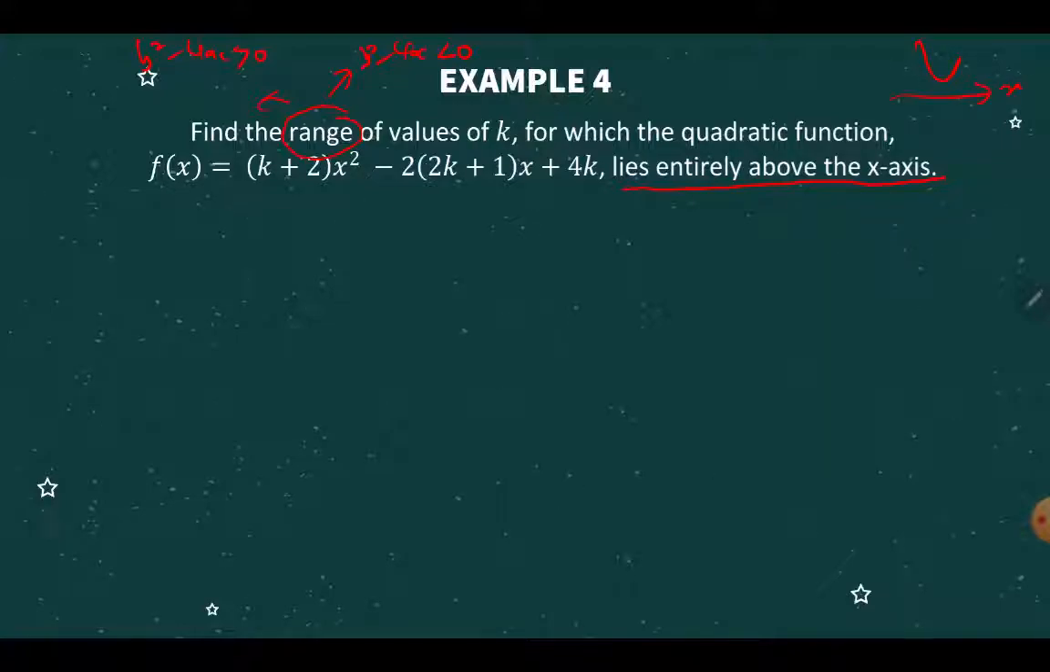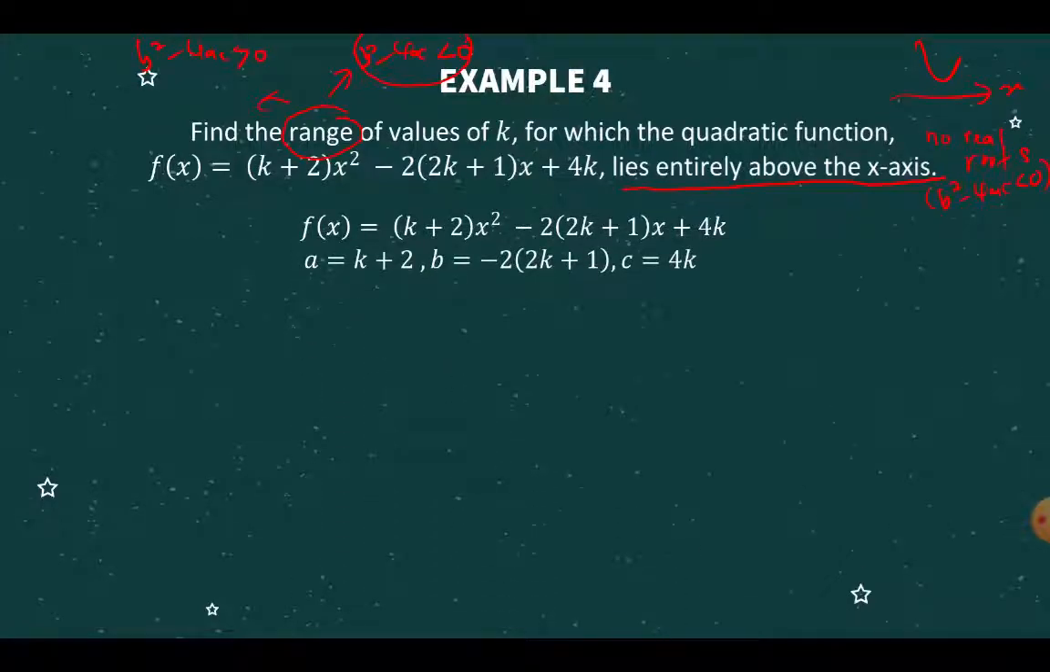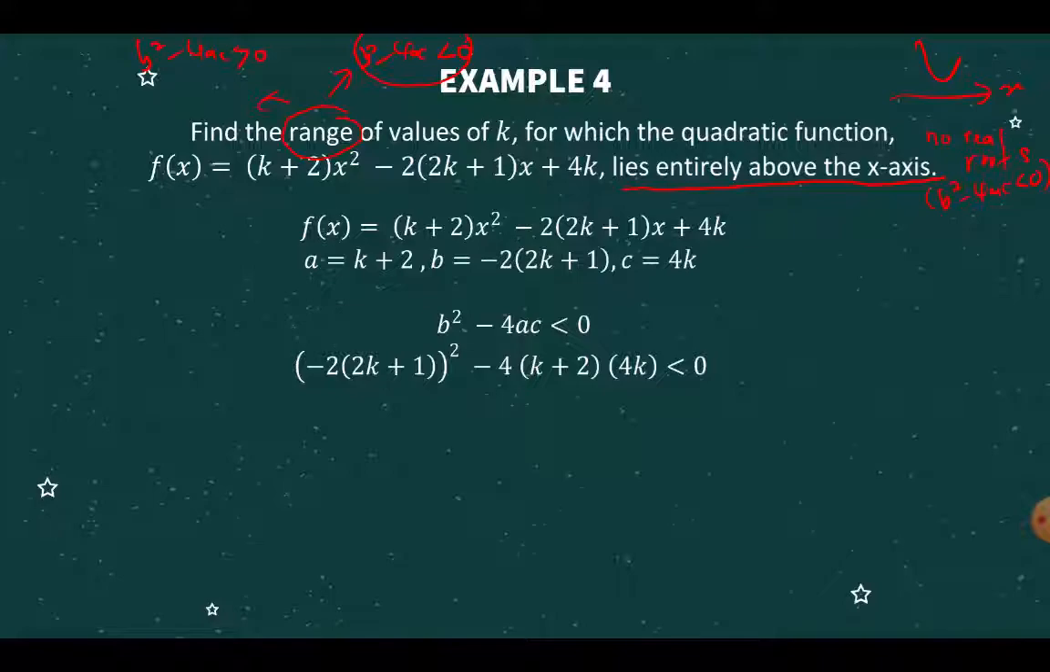This is the x-axis. So we know that this is the type of no real roots. So when we talk about no real roots, we are talking about discriminant less than 0. The same thing, identify the values of A, B and C and then substitute in discriminant less than 0. So our A is k plus 2, B is negative 2 times (2k plus 1) and C is 4k. So we substitute in discriminant less than 0. We need to expand here, so expand correctly.